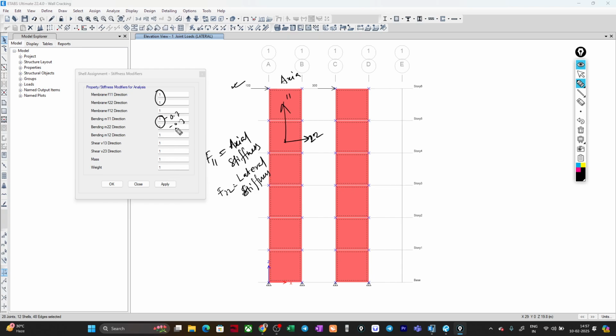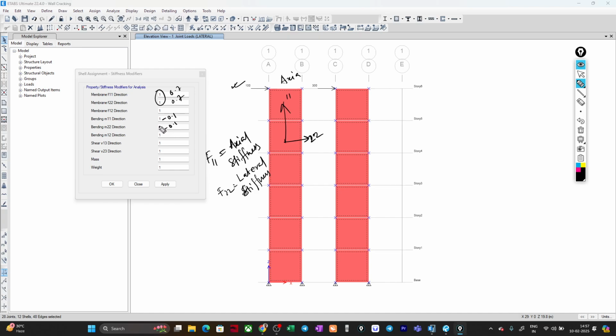If you keep it 1, that means it will take higher load in the out of plane direction. So if you are designing as per the codal provision, and designing the wall for out of plane bending moment also, in this case all these will be changed to 0.7. If you are designing the wall only for in plane bending, then this shall be reduced to 0.1 or 0.001.